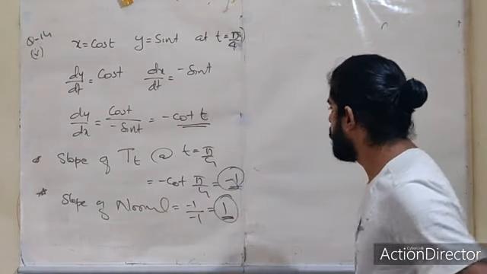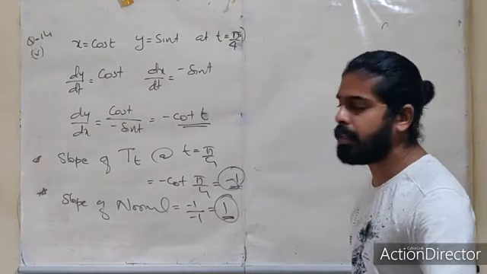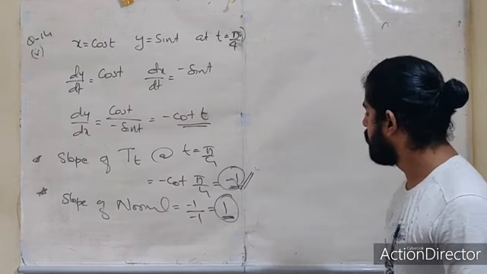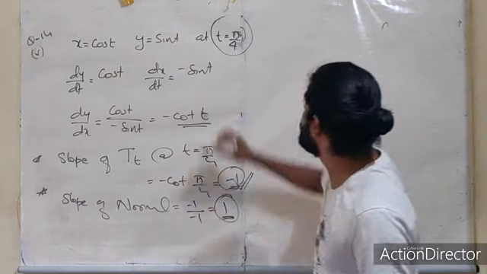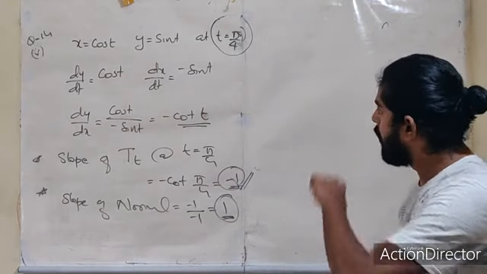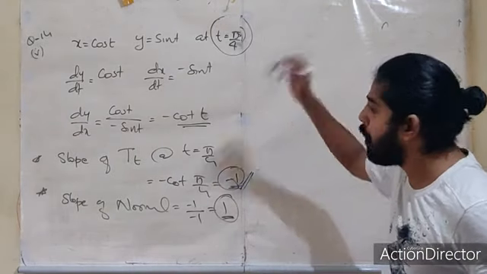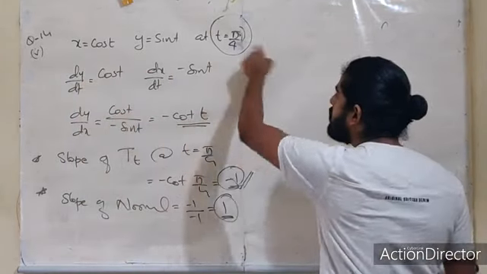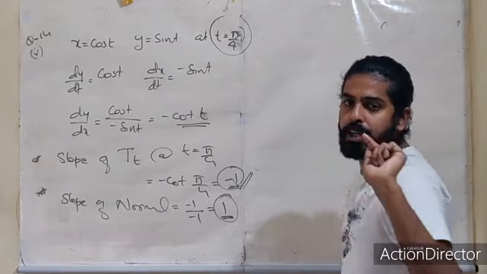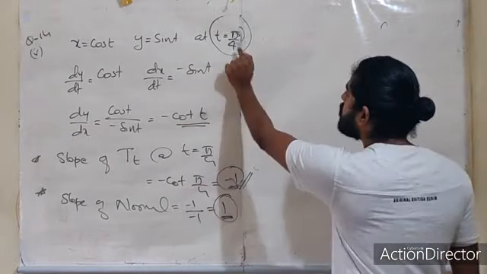In order to find the equation of tangent, we need the slope and the point. Since the slope is negative 1 and the parameter of the point is given, t equal to pi by 4 is the value of the parameter. Now you have to find the coordinates of the point. We need to find the point where the value of the parameter is pi by 4.